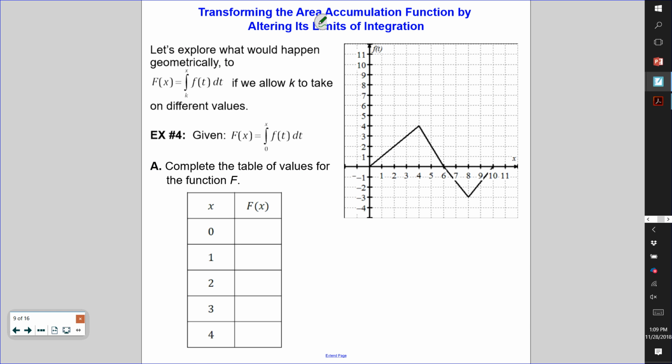So now we're going to figure out what happens if the limits of integration change. So first question, we're going to do the same thing we just did, but go 0 to x, new graph. Then we're going to go from a different value on the bottom and see what difference it makes. Okay, see what the difference is. So here, F of x is defined to be the integral from 0 to x of f of t dt. The graph over here is f, as it says right here, right?